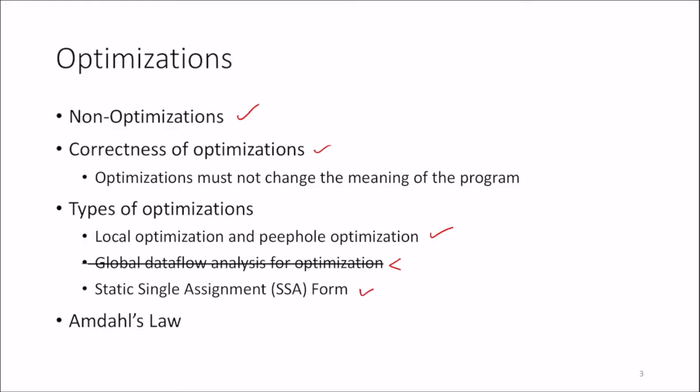The thing that does work is if we have our intermediate representation in static single assignment form. It turns out there's a lot of optimizations we can apply to SSA form that result in much more optimal code being generated, and therefore much more optimal assembly code being generated at the end. And finally, we'll talk about what Amdahl's law is and what that implies for code optimization.